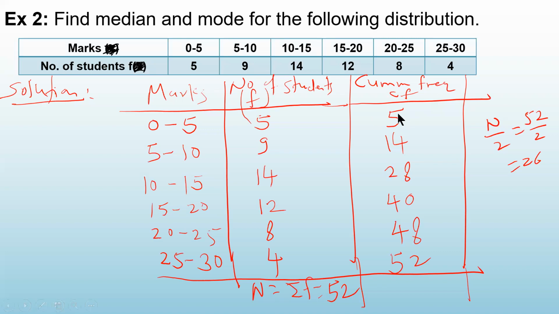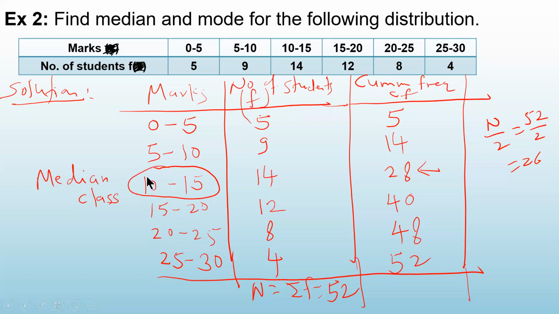How? Start reading the cumulative frequency column and stop where the cumulative frequency is just exceeding the number 26. So it is 5, 14, and here 26. 8 is bigger than 26. Put an arrow here, and it is for this class interval. So this is your median class. I hope you have understood. Yesterday also we have done this.